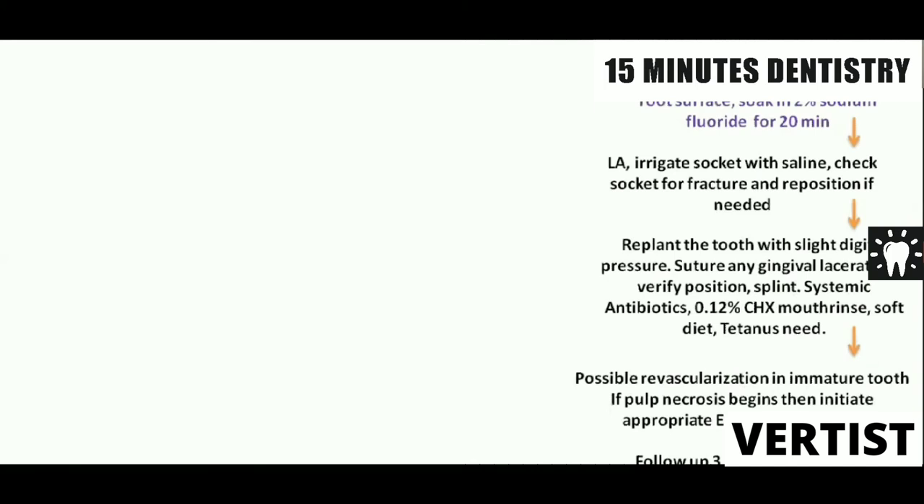Open apex with extraoral dry time of more than 60 minutes. Now in this case, we know that the periodontal ligament cells are no longer viable. They have already died and necrosed. So the aim is to remove this necrotic tissue, again gently with a gauze. Once the necrotic tissue has been removed, soak the tooth in 2% sodium fluoride for 20 minutes. This is again with the aim of delaying the replacement resorption and ankylosis.